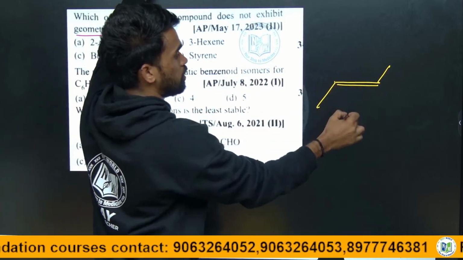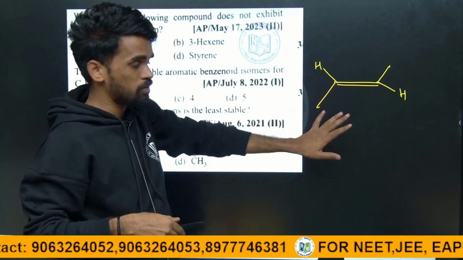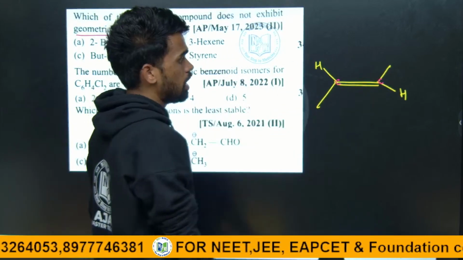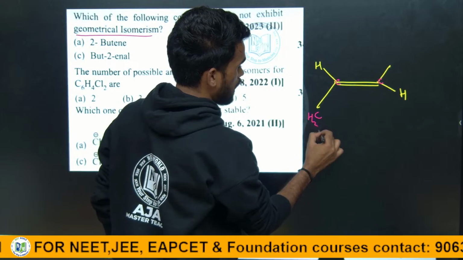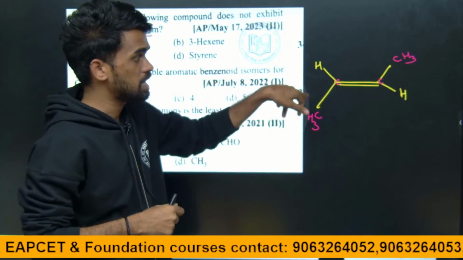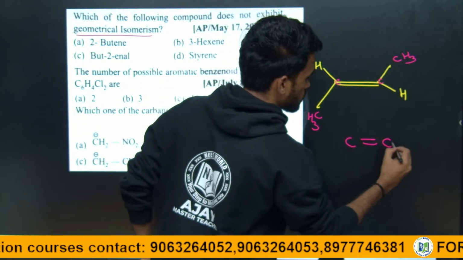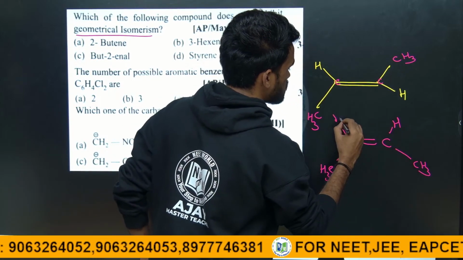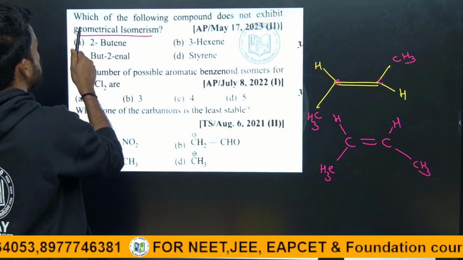So this is a trans form because hydrogen and hydrogen are opposite. See, the given alkene is planar with respect to this carbon and this carbon, because of sp2 hybridization of these two carbons. And here this methyl group and this methyl group are 180 degrees to each other. So we can say this is trans but-2-ene, and we can also write cis but-2-ene in this form. See here, two same groups are on the same side of this double bond. So I can say this is cis, this is trans. So option A shows geometrical isomerism.